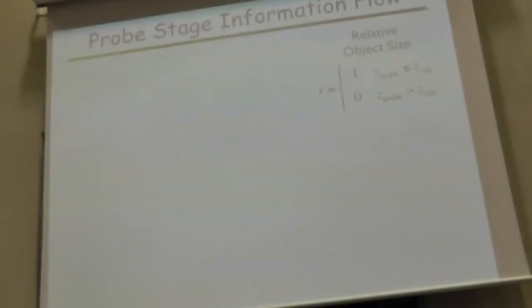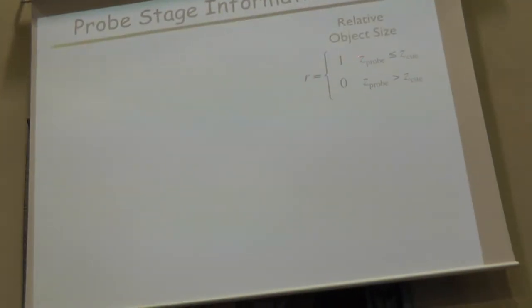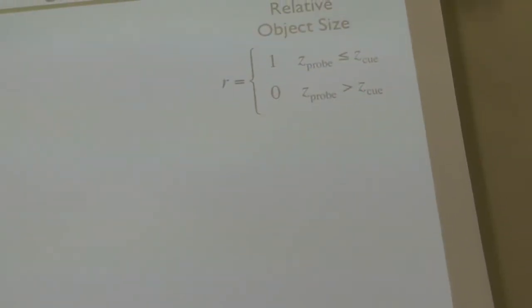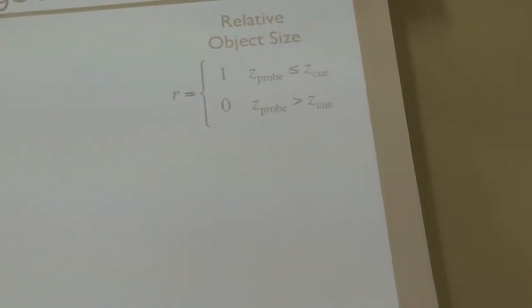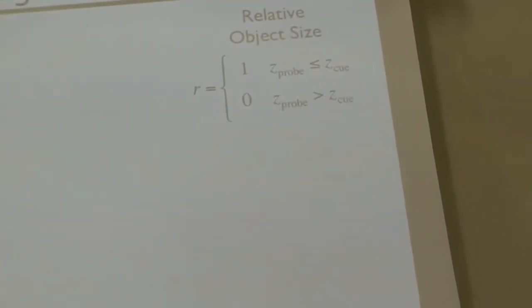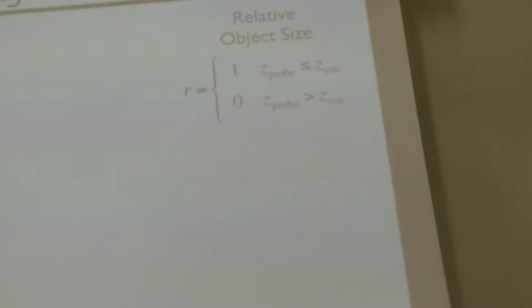So we want an information variable that's related to relative object size. I can just define and derive a binary variable that takes on the value 1 whenever the probe is smaller than the Q, and takes on the value 0 whenever the probe size is larger than the Q. I just define that. It's computable from the actual properties of the system. And then we can look at the information flow of this relative size variable rather than the absolute sizes.